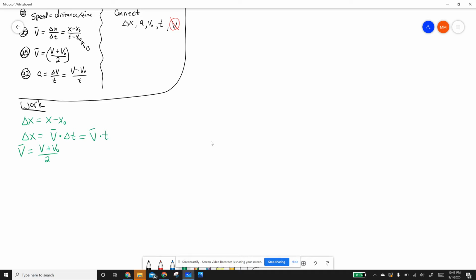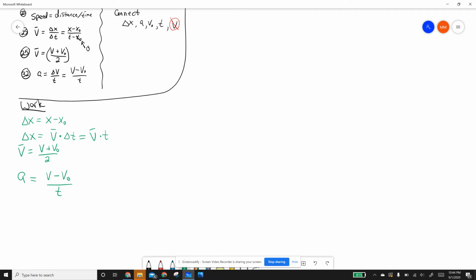So I want to find a way I can substitute or get rid of v final. Without repeating the same equation again and just writing it in terms of v final, I want to find another equation that has a v final in it. And that other equation is my last one. Acceleration is equal to v final minus v initial all over t.